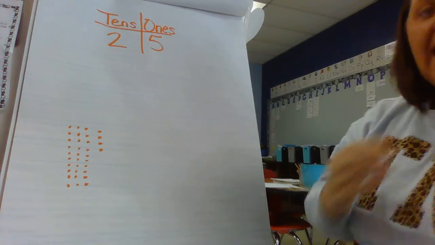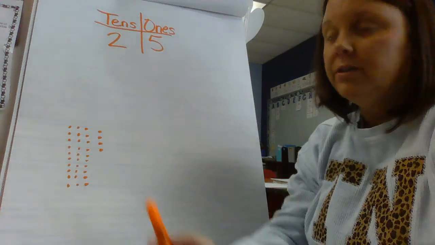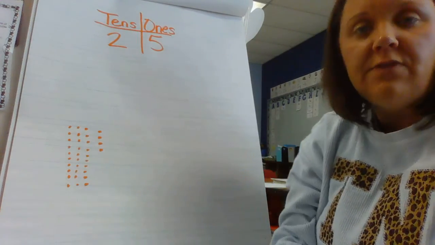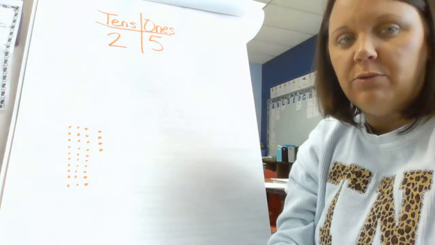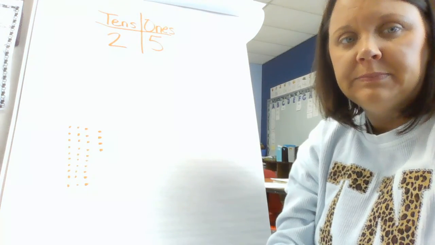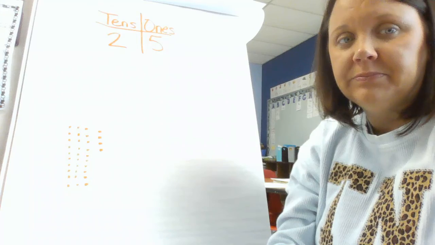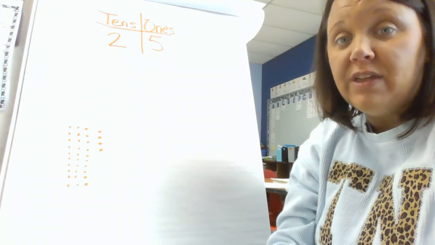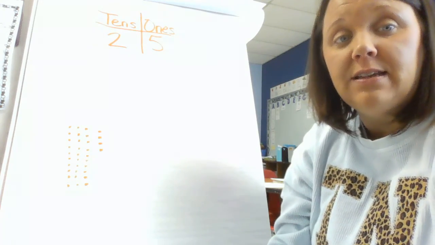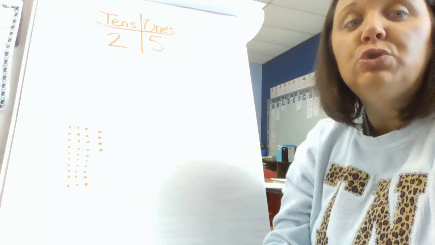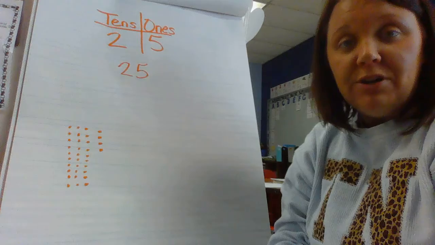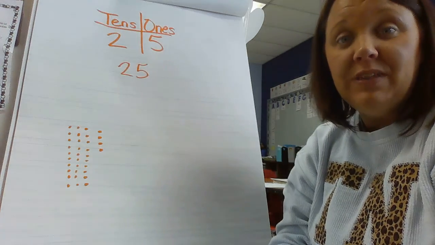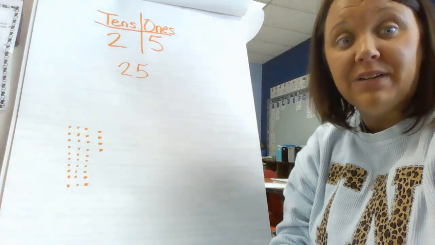Okay. At the top, I have written there are 2 tens and 5 ones. So I'm going to give you just a second to think about what number that would be. If there was a number that had 2 tens and 5 ones, the number would be 25. The number 25 has a 2 in the tens place and a 5 in the ones place.